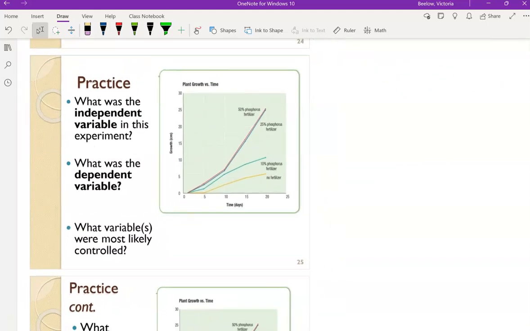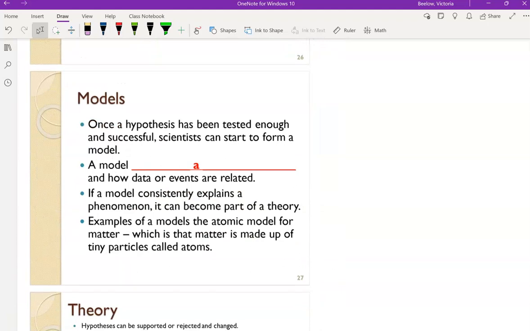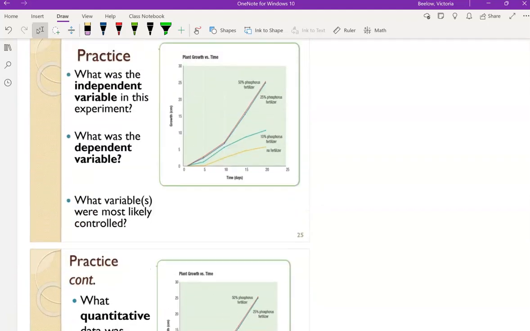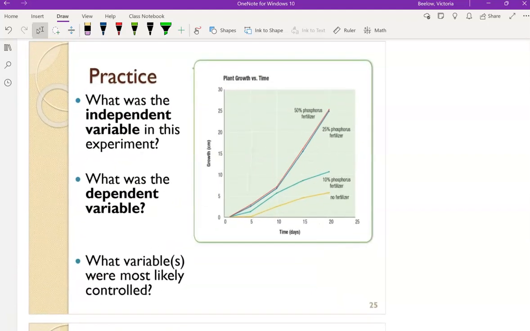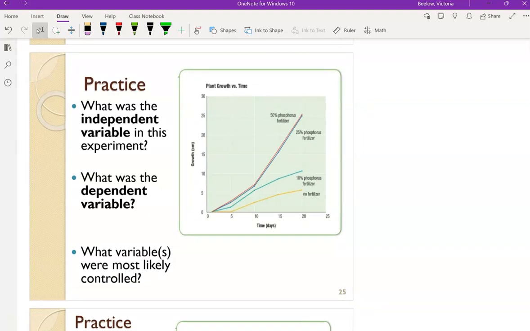All right, I want to go over some practice problems here using a graph. Okay, so let's say that maybe you had a question about how fertilizer impacts plants' growth, okay? And you want to test that out. You come up with this experiment here, okay?